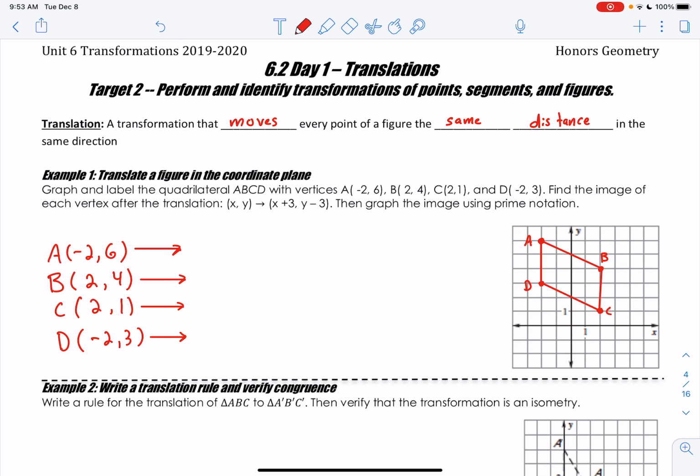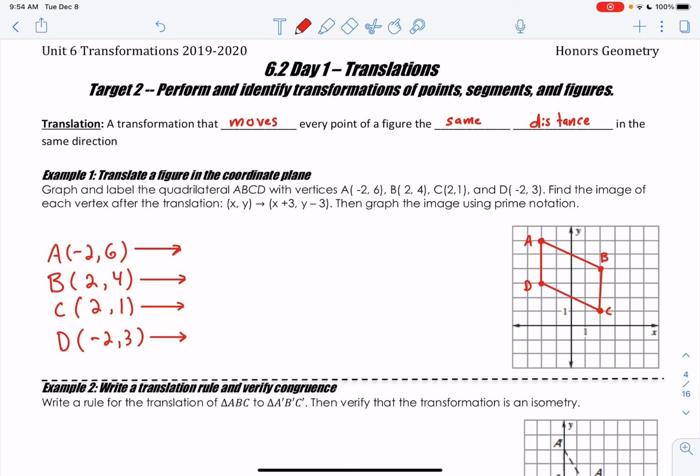Hello, honors geometry students, and welcome to our first day of going through the individual transformations. Today's target 2, and again, we are going to cover 4 different transformations. We're going to do one each day. Today, we're going to be talking about translations.